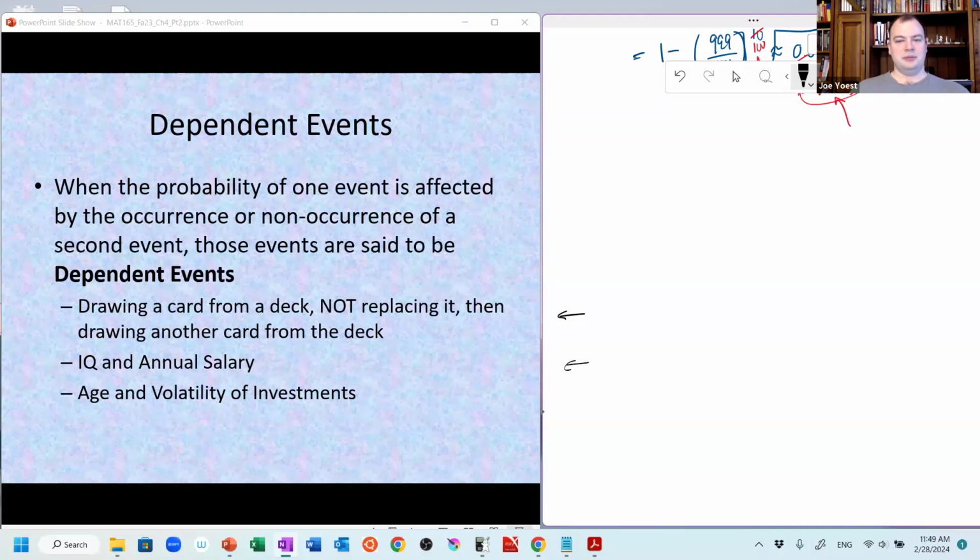Something like, say, IQ and annual salary. We might have things like this where we ask, well, wait, are these independent or dependent? We're not really sure, right? Maybe there's some link, maybe there's only a link at one extreme or the other. Do we want to model it as independent or dependent? I would say if we're unsure, it's probably better to model as dependent events.